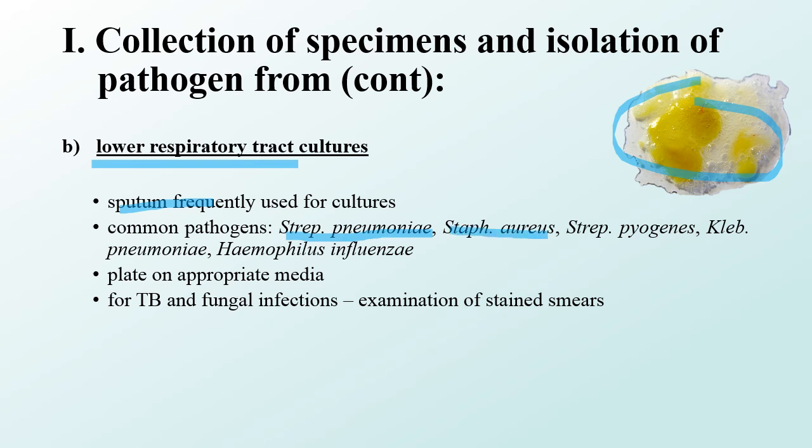The common pathogens that can be found in the lower respiratory tract are Streptococcus pneumoniae, Staphylococcus aureus, Streptococcus pyogenes, Klebsiella pneumoniae, and Haemophilus influenzae, and usually these bacteria need to be plated on the appropriate media. Apart from them, TB and fungal infections are usually differentiated using a staining method. For example, for tuberculosis, differential staining such as acid-fast staining will be performed.